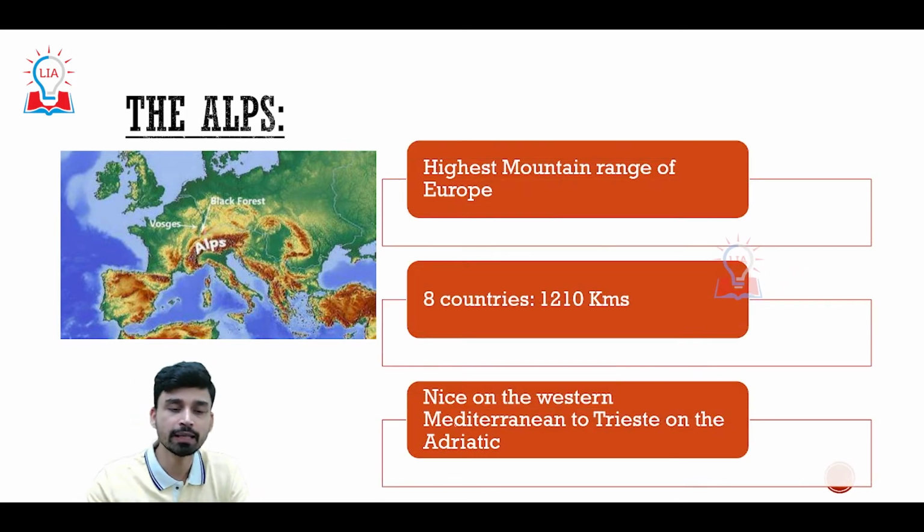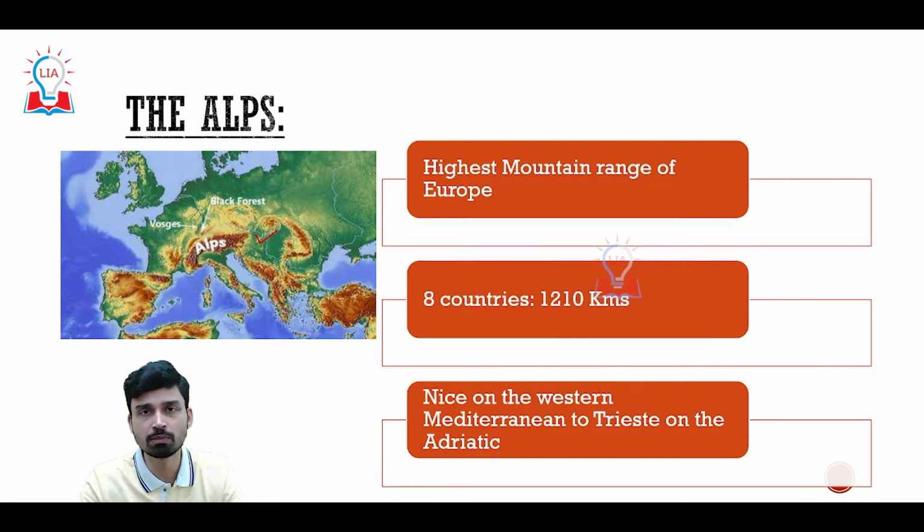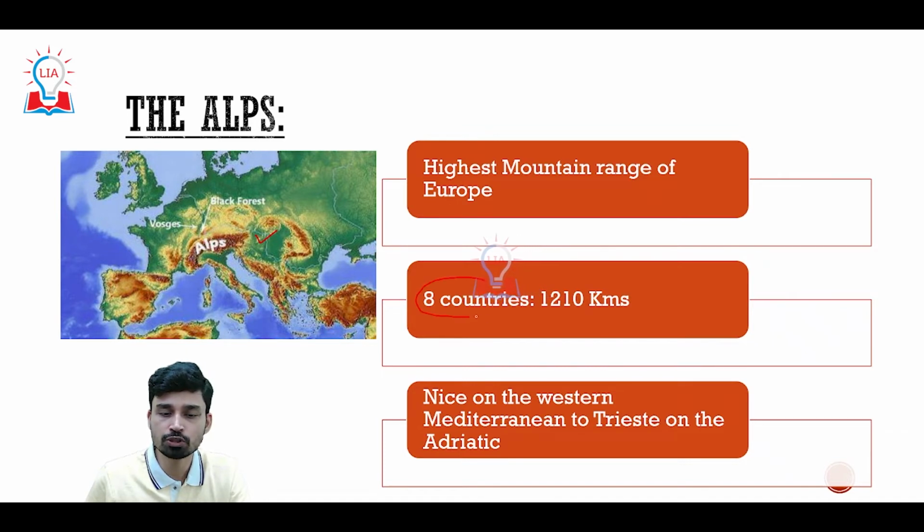So the first and the most important mountain system of Europe, which is also the longest mountain system of Europe, is the Alps mountain. The highest mountain system in terms of average height is the Alps mountain, and it passes through almost 8 countries, covering a distance of almost 1,210 kilometers. If we try to understand the extent, the Alps extend from the city of Nice, located on the western Mediterranean coast, and go all the way up to the city of Trieste on the Adriatic coast in Italy.